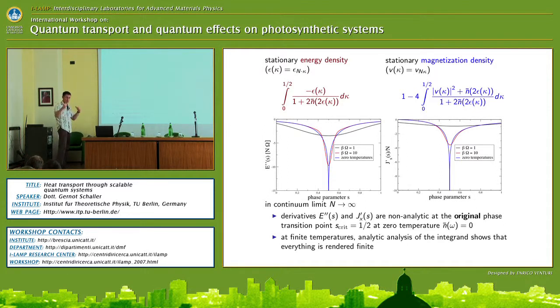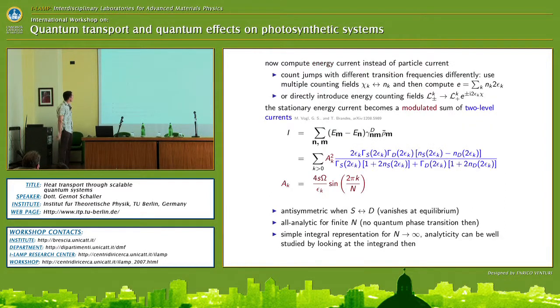So for finite chain sizes, everything is finite, but you see precursors, right? Like a dip at least. And furthermore, if you now look at finite temperatures, where you don't only have the ground state dynamics, even in the continuum limit, everything is rendered finite. So if we want to now compute the current, through that we can also do these kinds of manipulations and also arrive at a very simple formula where we basically have the two-level current modulated by these simple factors which encode this quantum critical behavior.